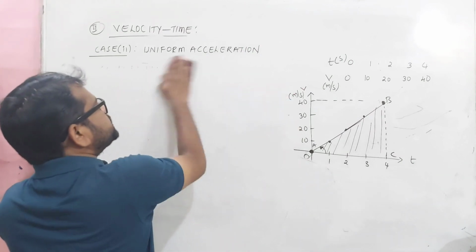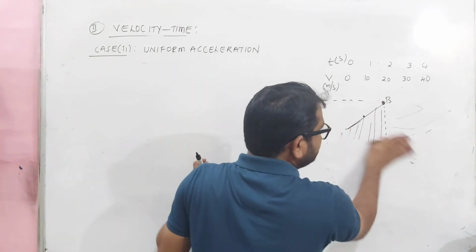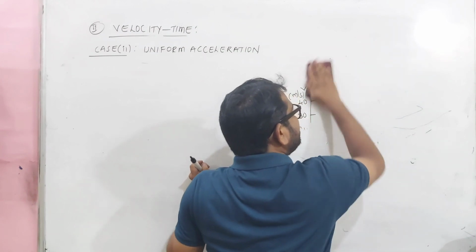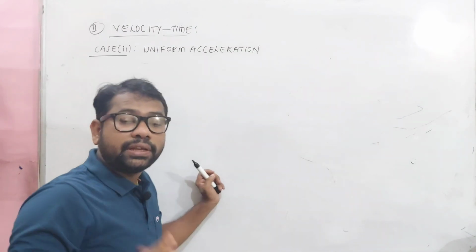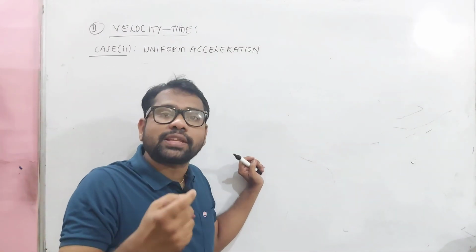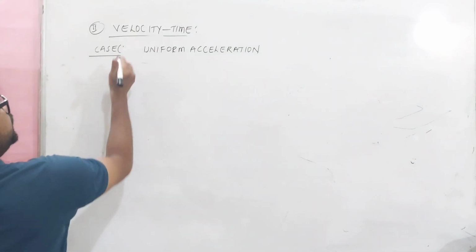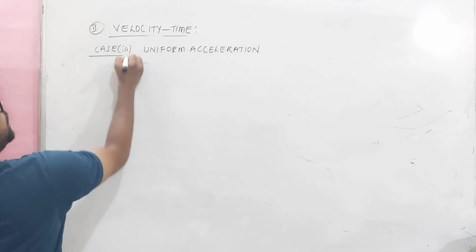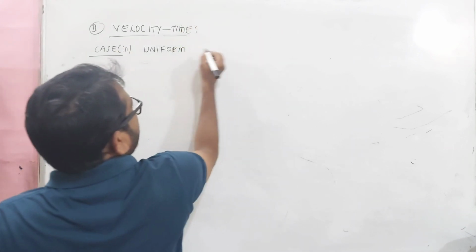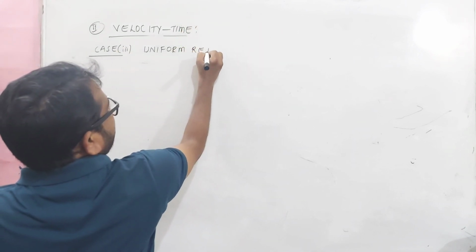What happens if the velocity of the body keeps on changing in a uniform manner, but the change in velocity is decreasing? Let us take a third case, dear children. Then we can say that the body is moving with a uniform retardation. So it's very, very important.